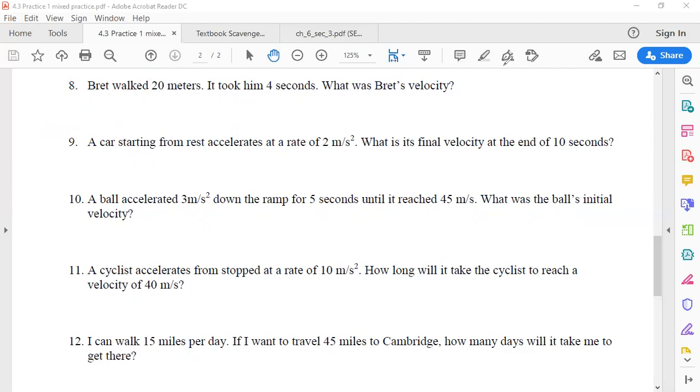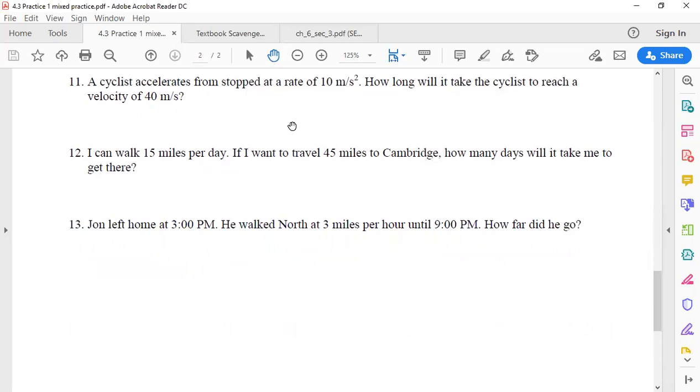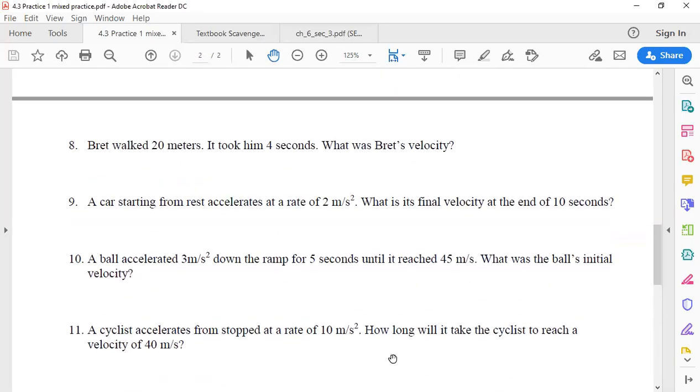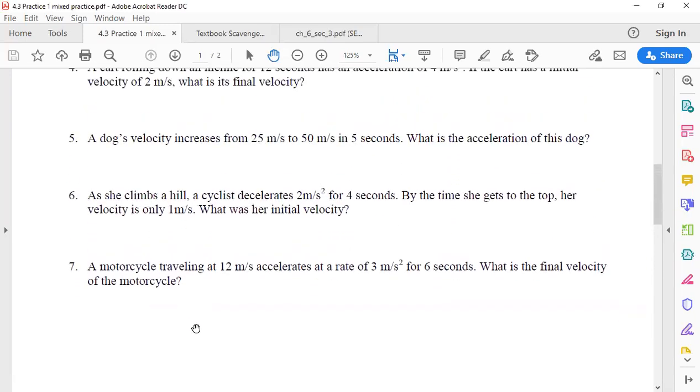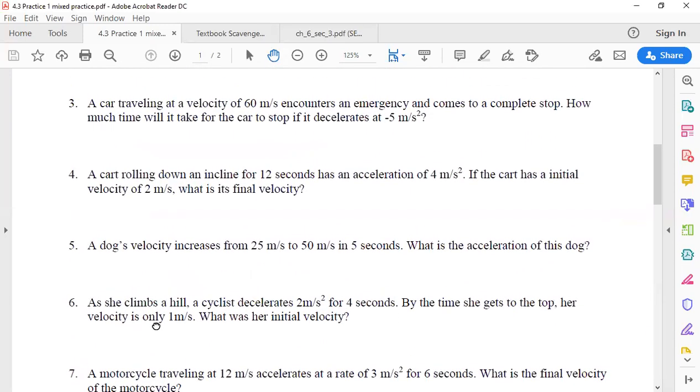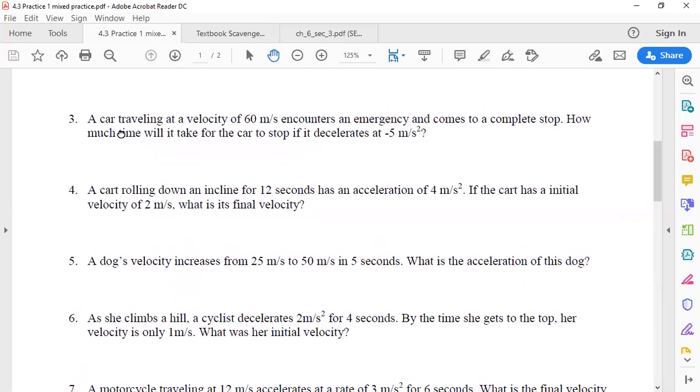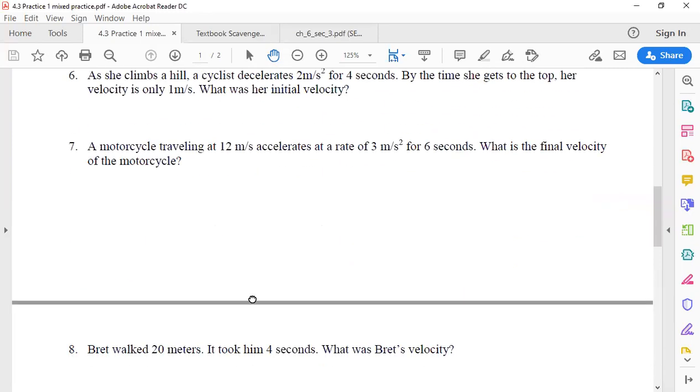Problem number 9 is again a final velocity question. Problem number 10 is an initial velocity question. We can skip that. We've already gone over that. Problem number 11 shows us the first kind of time interval, the same one we talked about in problem number 3. So we need to skip that one.